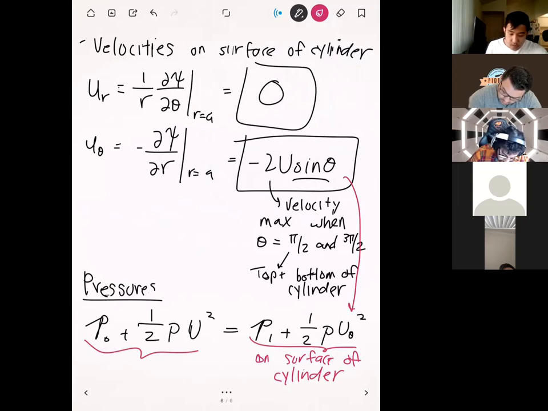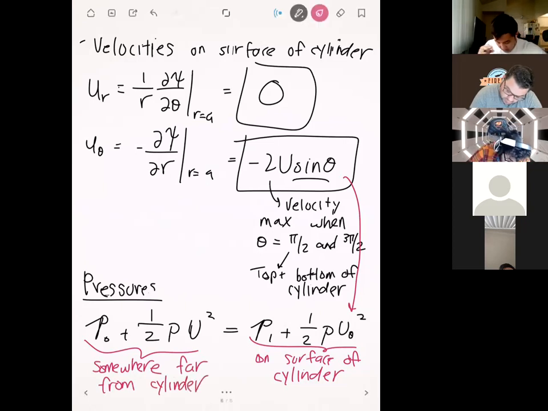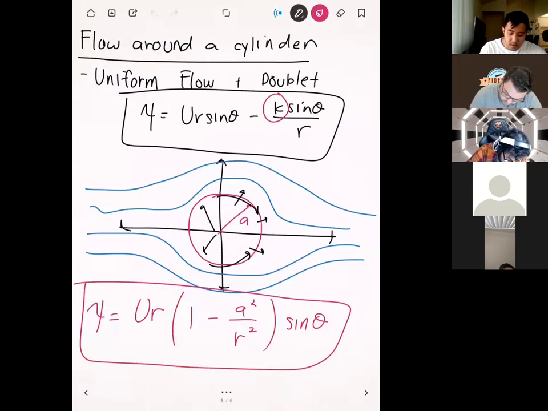And then on the left-hand side right here, we have this P0 plus 1/2 rho big U squared. And this is going to be somewhere far away from the cylinder. So it's in a location far, far away. If you want a visual point, point 0 would be somewhere like over here, except way, way over there.